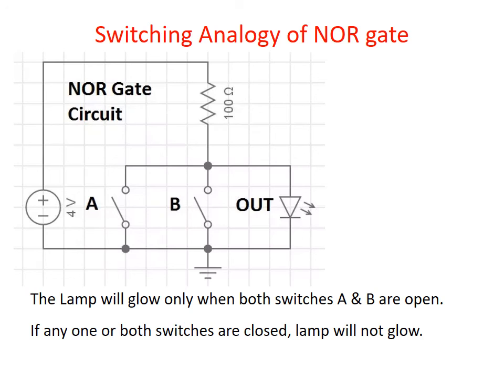Suppose B is closed, then the circuit will complete here and this LED will be as good as short circuit. Therefore, it will not glow. This circuit is known as NOR gate switching analogy. This is the concept as far as the NAND and NOR gate is concerned. Thank you.